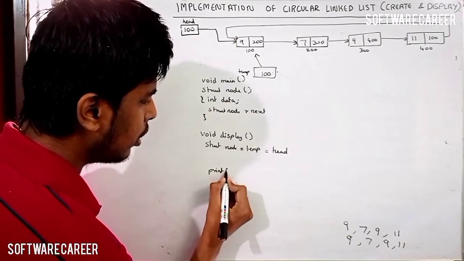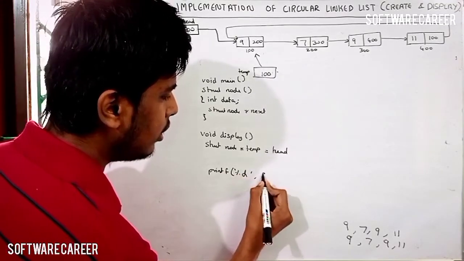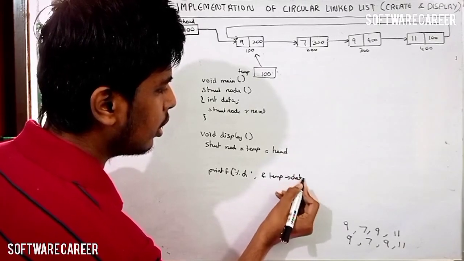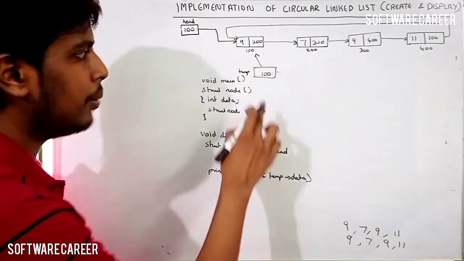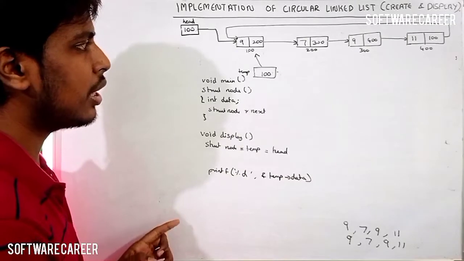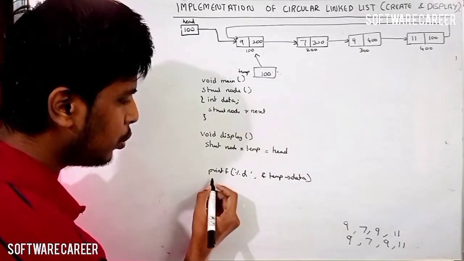So I am writing printf("%d", temp->data). Now the temp data is printed. Temp address is 100. 100 data is 9. 9 gets printed. Then what was the second step? You move the temp pointer to the next node.